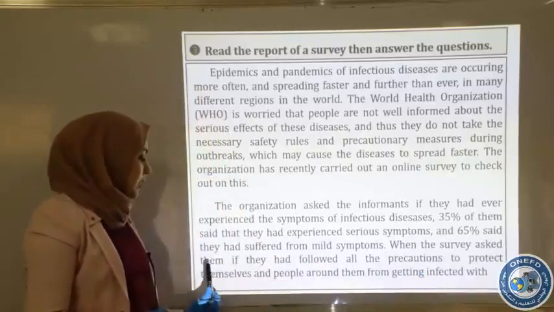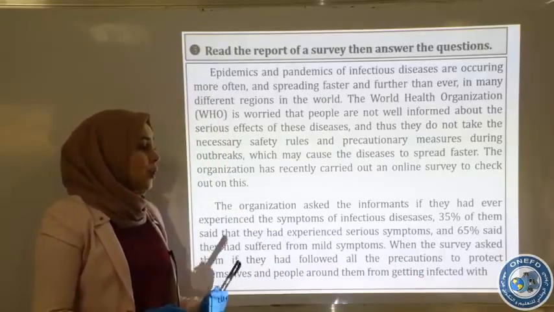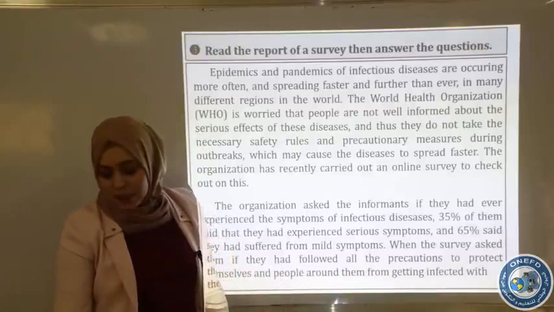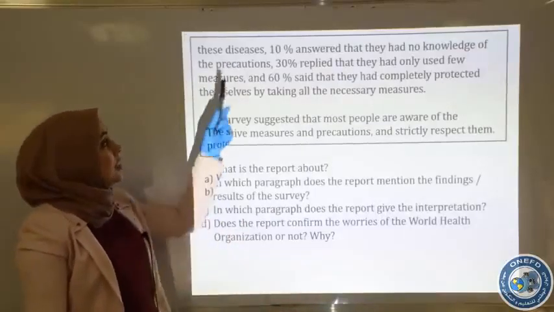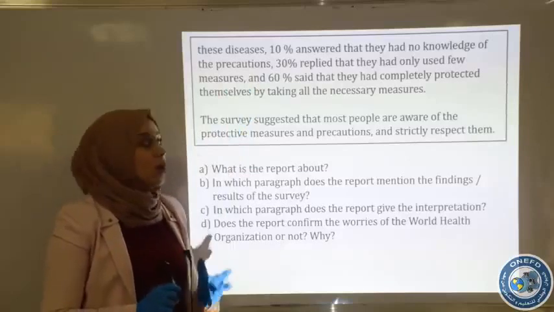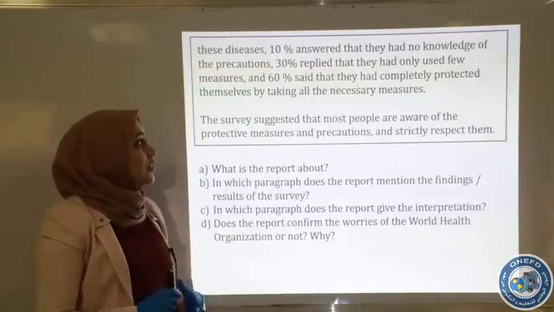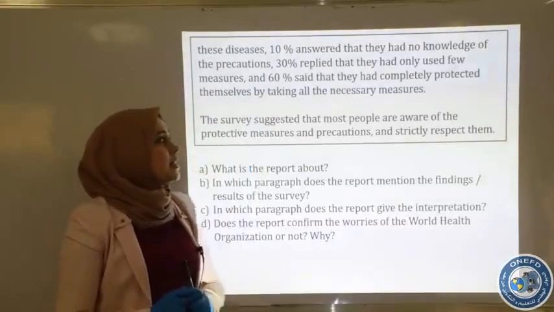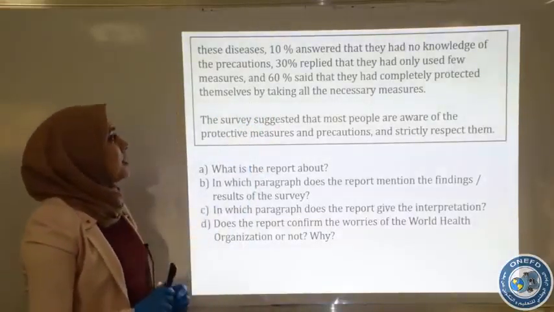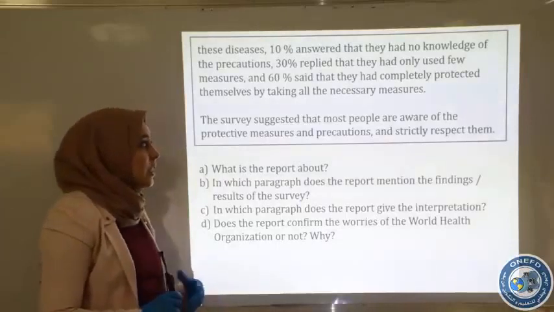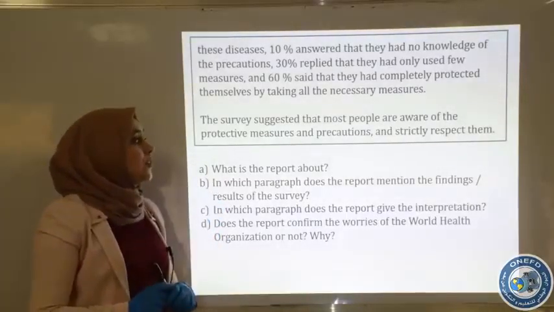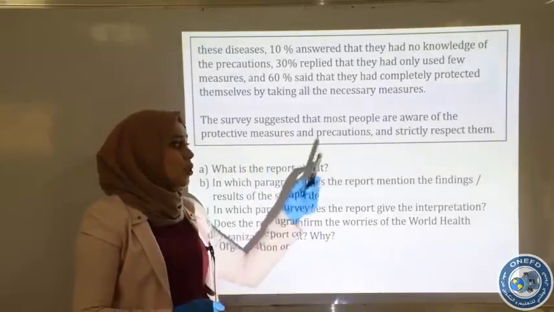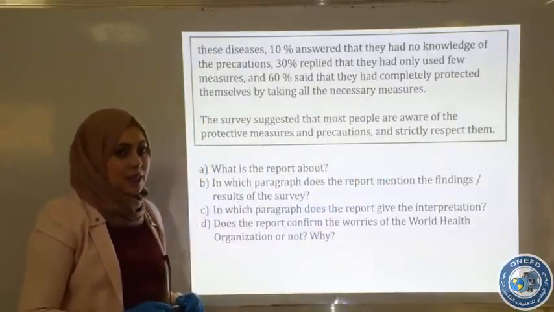When the survey asked them if they had followed all the precautions to protect themselves and people around them from getting infected with these diseases, 10% answered that they had no knowledge of the precautions. 30% replied that they had only used few measures, and 60% said that they had completely protected themselves by taking all the necessary measures. For the last paragraph, the survey suggested that most people are aware of the protective measures and precautions and strictly respect them.